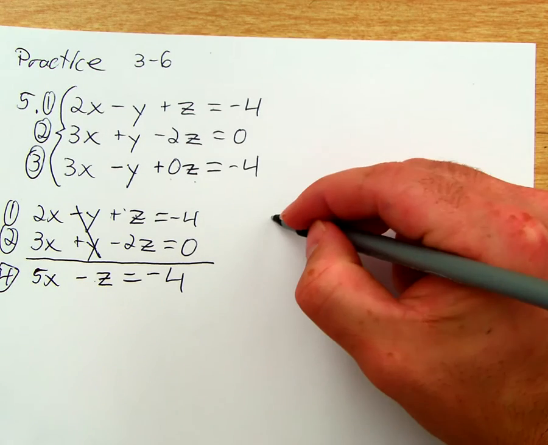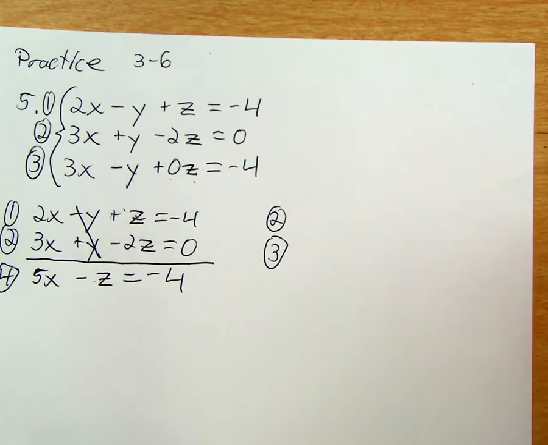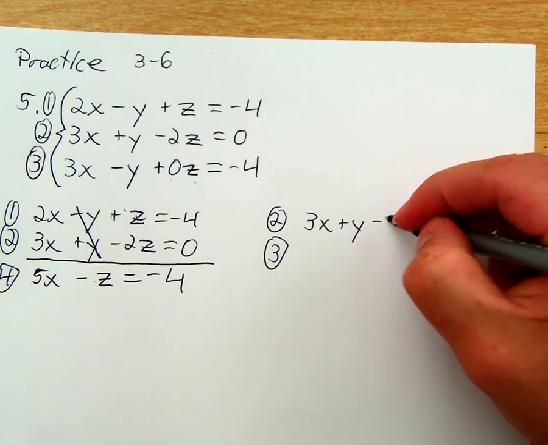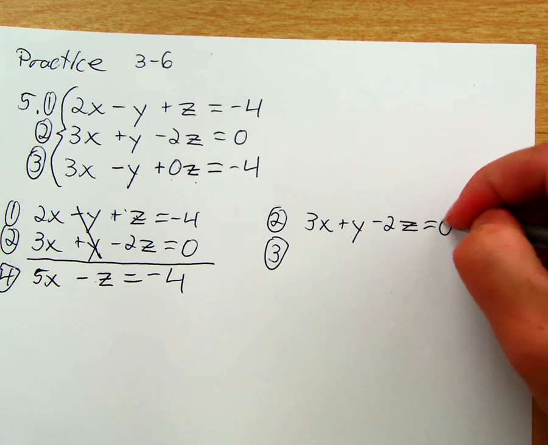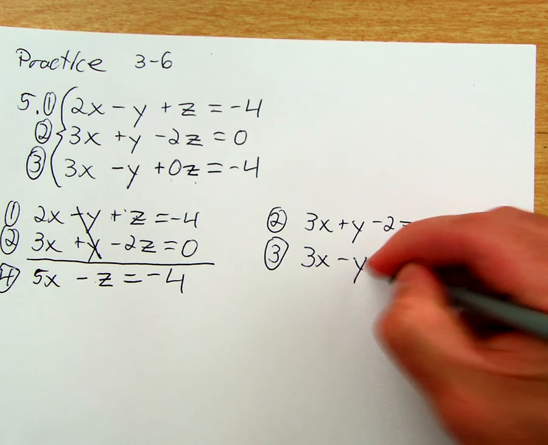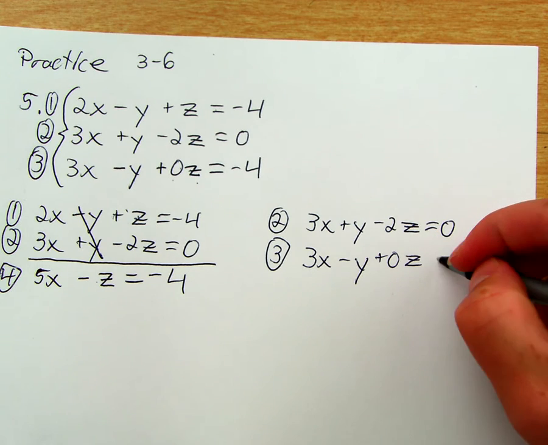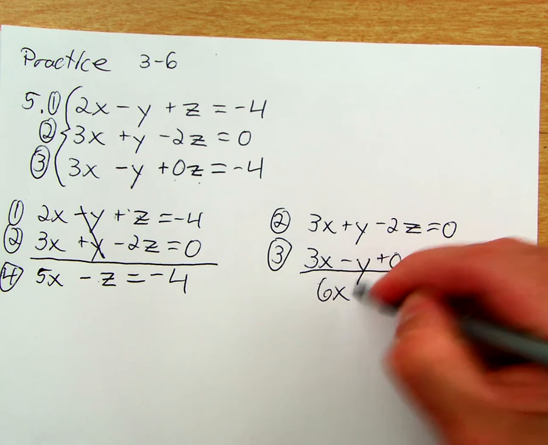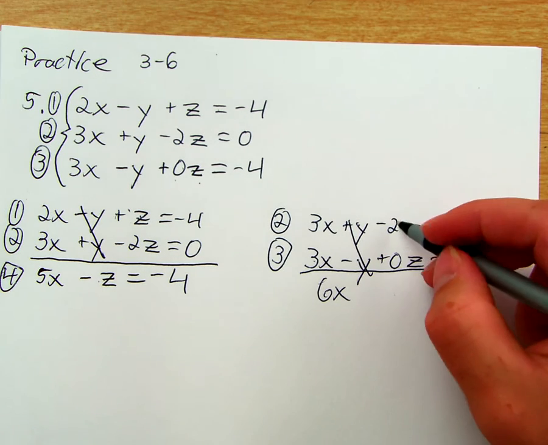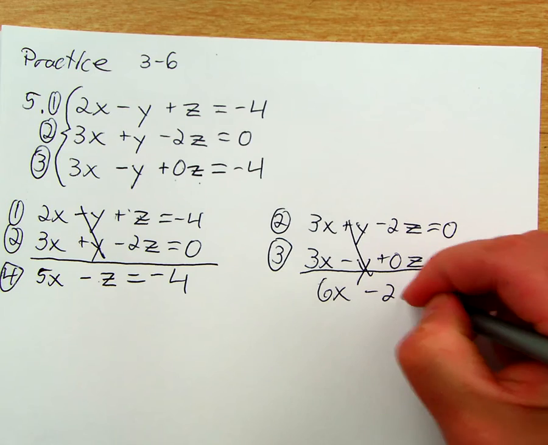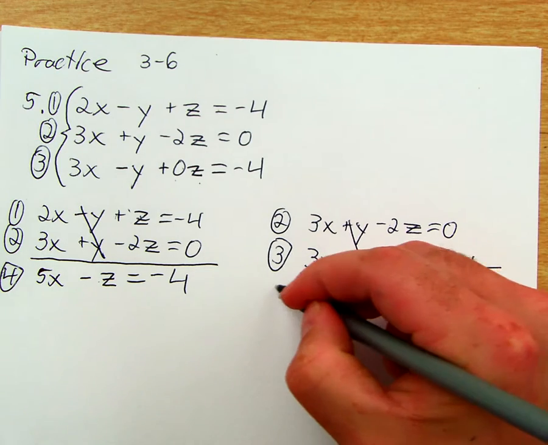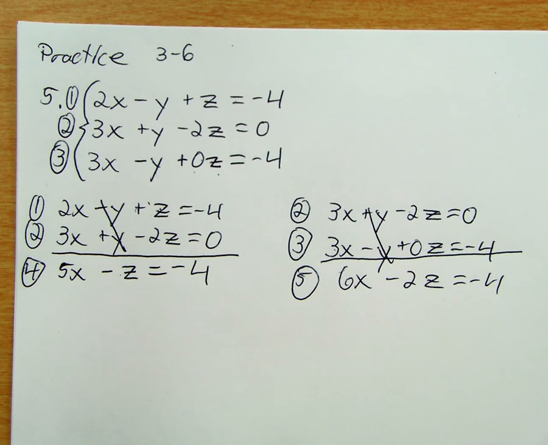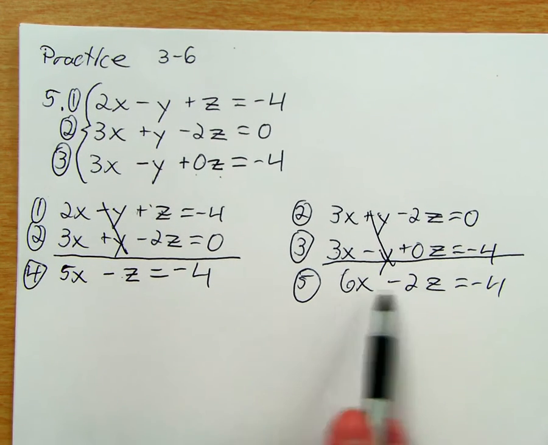Next up, we'll pair up 2 and 3. So equation 2, we have 3x plus y minus 2z equals 0. And then 3x minus y plus 0z, you can write that there, equals negative 4. So 3x and 3x is 6x, y minus y is 0. Negative 2z plus 0z is just a minus 2z equals negative 4. And that's equation 5. So our first goal is accomplished. We got rid of the y's. Now we're down to two variables, x and z.